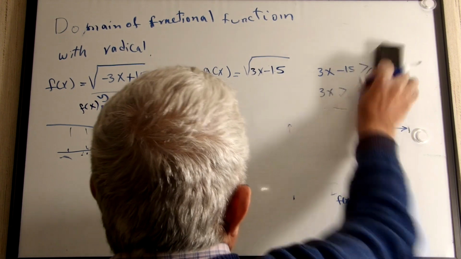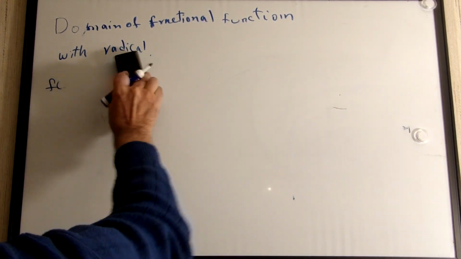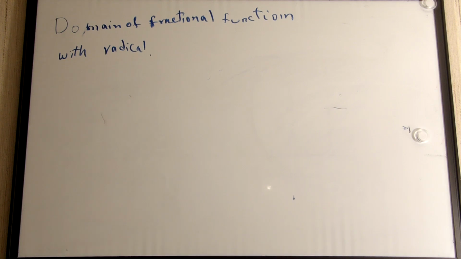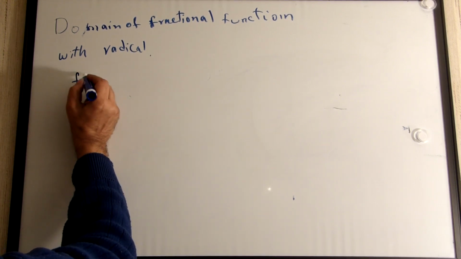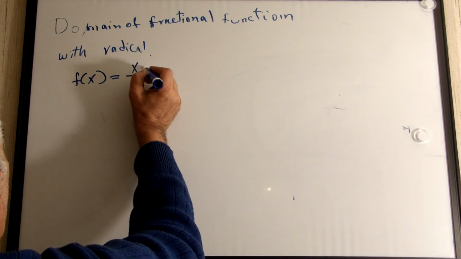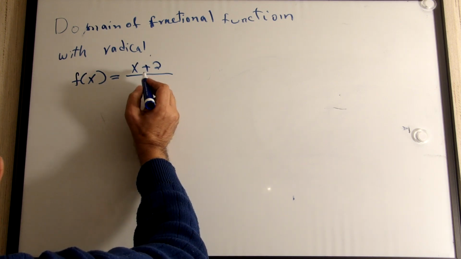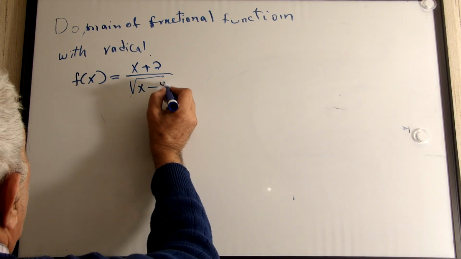Okay, let's talk about some function like this one. f of x is equal to x plus 2 over x minus 4.